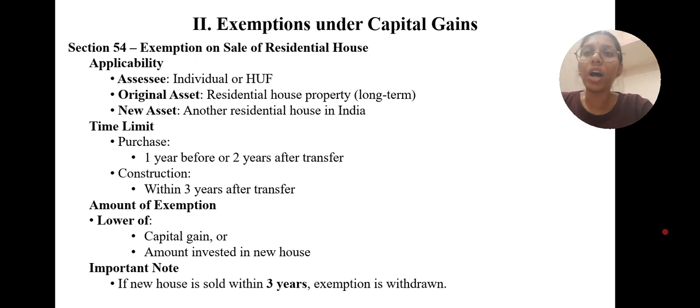For example, you sell a house and invest in a new house, so no tax will be charged. When I sell my house and get capital gain, and with that capital gain amount I buy a new house, the payment of tax on the capital gain from selling the old house is exempted. That is the exemption under section 54.